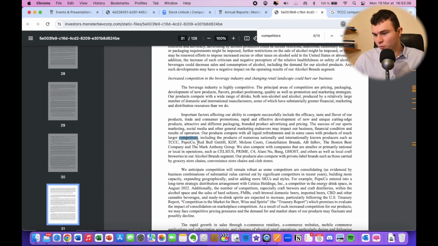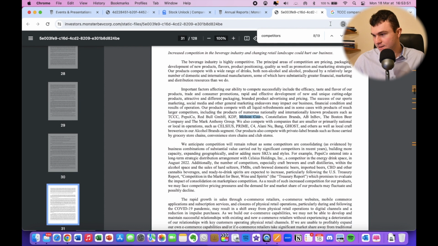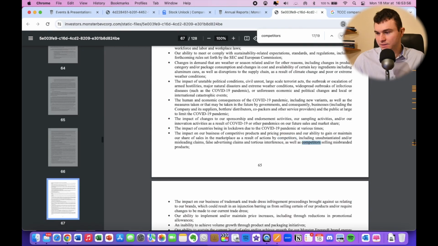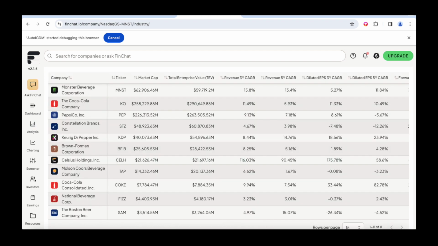But the main ones are Red Bull, PepsiCo, Molson Coors, Constellation Brands, Coca-Cola, as we've seen before, AB InBev, Boston Beer Company, Celsius, Prime, okay, very good. Lots of competitors. And if you want to see more competitors, you can go to FinChat, click on the industry tab, and you will have plenty of other companies where you can compare the growth, the return on invested capital, the valuation. It's pretty useful and you can get a lot more investment opportunities like this.